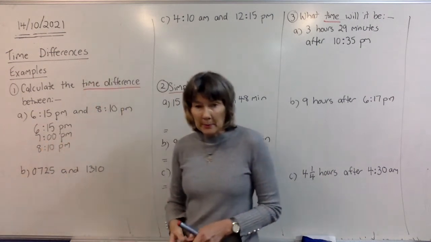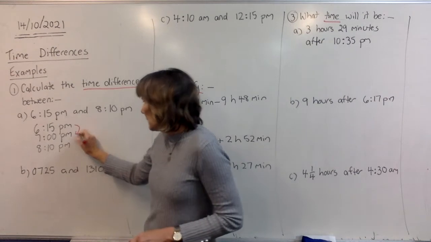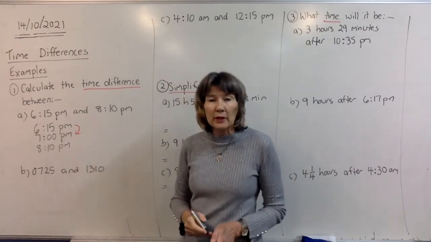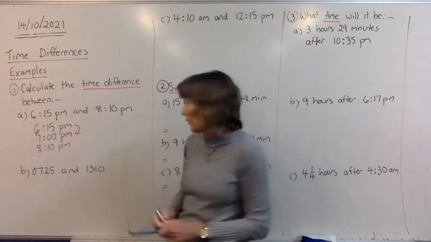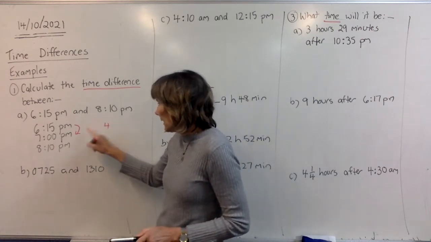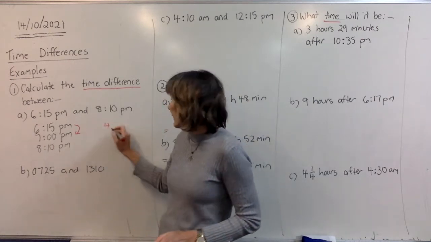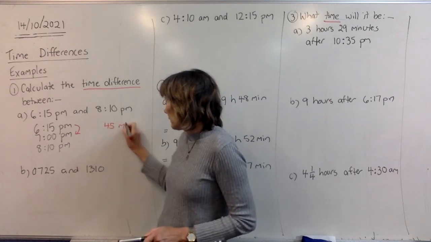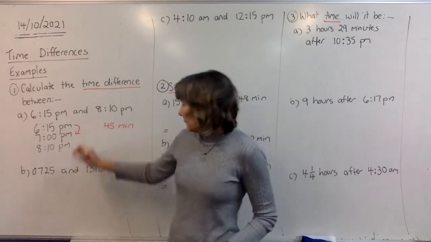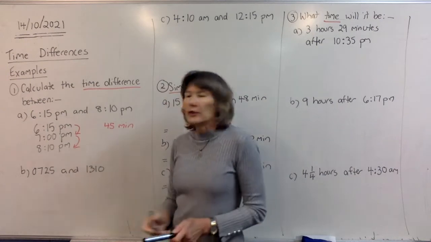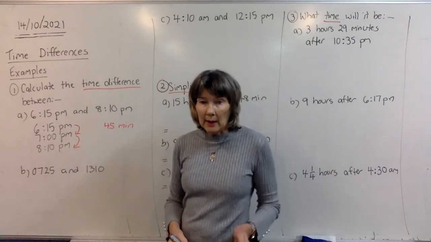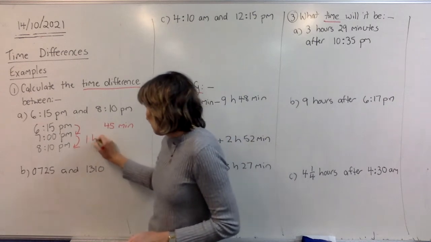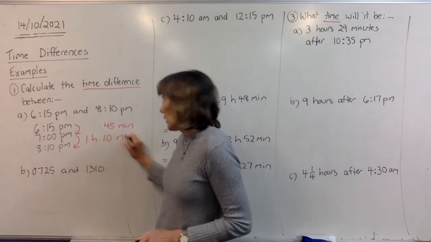We're looking at the time differences here. So if you go from here to here, between 6:15 p.m. and 7 p.m., I'm sure you all know that that's 45 minutes. So I'm leaving a gap here for hours because there are none, and I'm going to write 45 minutes over here. Now, the gap or the time difference between 7 p.m. and 8:10 p.m. is 1 hour and 10 minutes. And I know that most of you would know that.